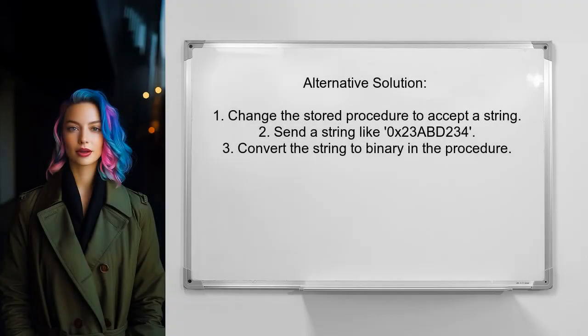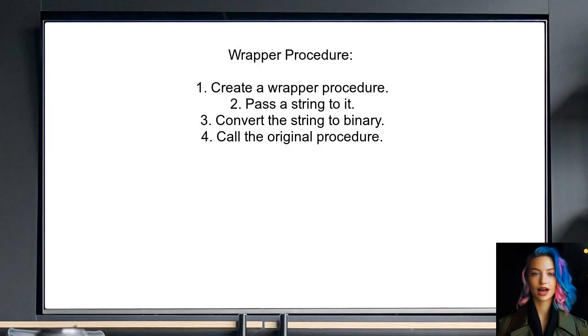One alternative approach suggested by a user is to modify the stored procedure to accept a string representation of the binary value. For example, you could send a string like 0x23abd234 and convert it to binary within the procedure. Another option is to create a wrapper procedure in SQL Server. This wrapper would take a string, convert it to binary, and then call the original procedure.